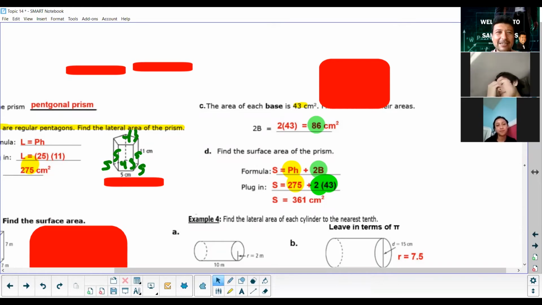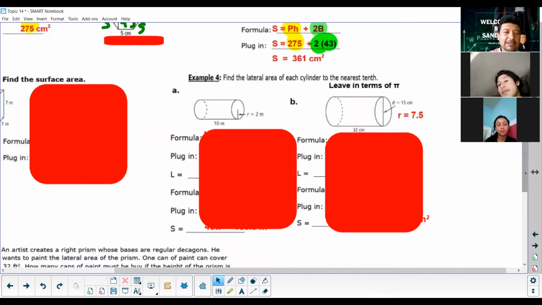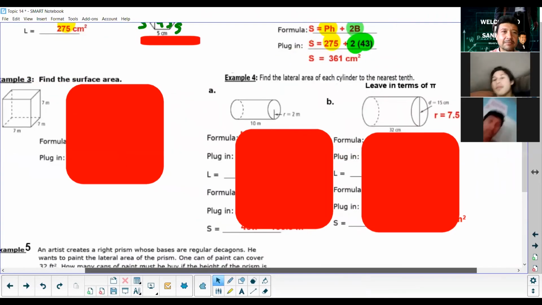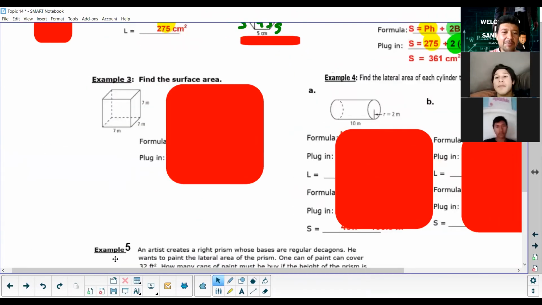Okay, so now let's put Marcus back on. Marcus, go ahead and lead me to solving example 3. Start with the directions. Find the surface area. All right, good. So in this case, what am I going to do? I'm going to find the surface area of this cube. Okay, good. So how would I do that?